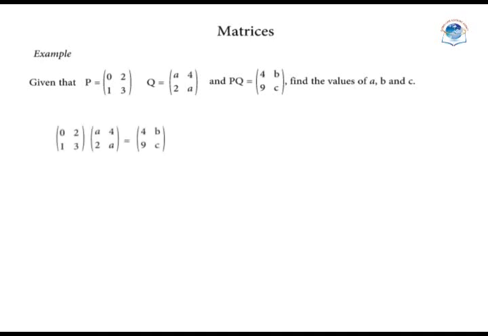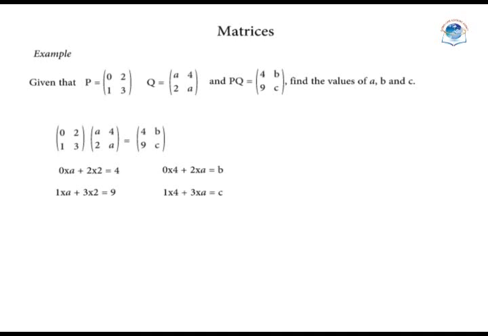So 0, 2, 1, 3 times A, 4, 2, A is equal to 4, B, 9, C. And so multiplying, 0 times A plus 2 times 2 is equal to 4. Then 0 times 4 plus 2 times A is equal to B. Then 1 times A plus 3 times 2 is equal to 9. And finally 1 times 4 plus 3 times A is equal to C.